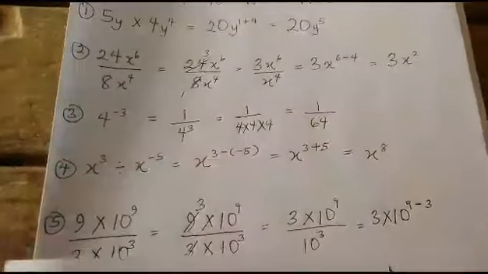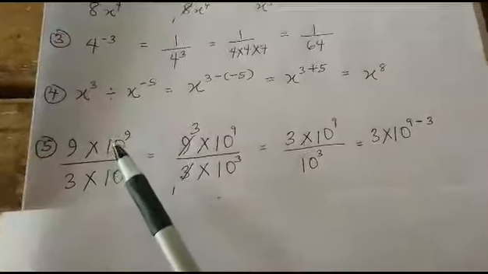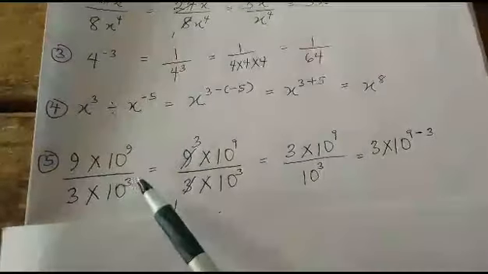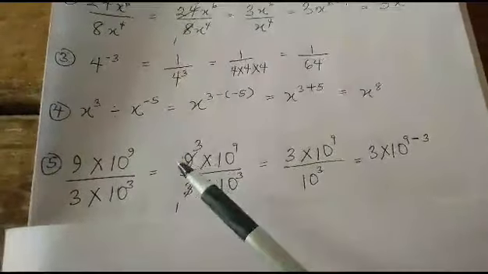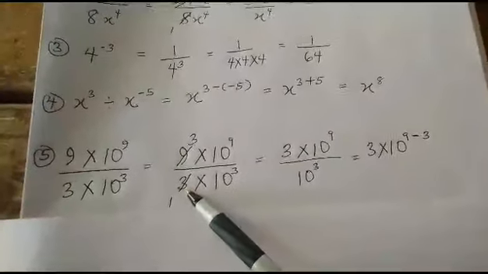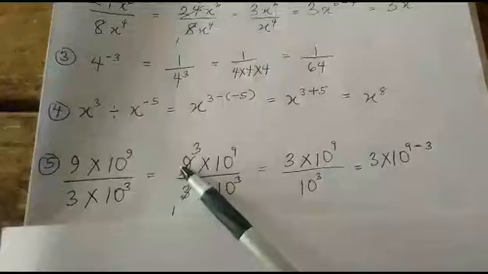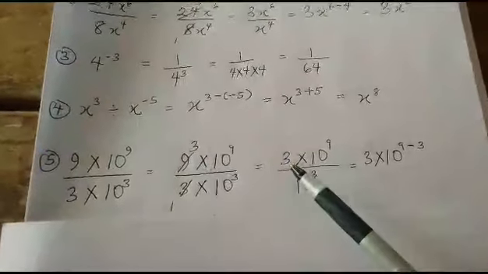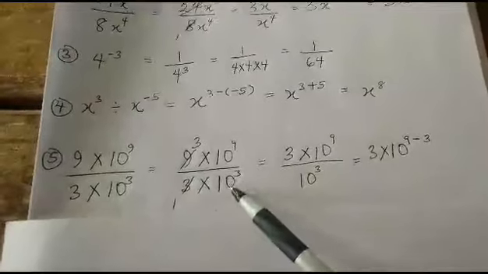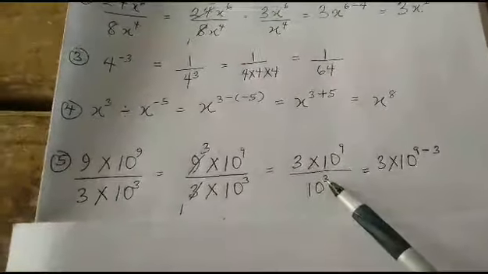Now, from there, let's go to number 5. Number 5 is 9 times 10 raised to power 9 divided by 3 times 10 raised to power 3. Now you realize our 9 and 3 are constant numbers, so you can easily divide them. 3 here is 1, and 3 in 9 is 3. So we can write it again as 3 times 10 raised to power 9, over 1 times 10 raised to power 3, which is still the same thing as 10 raised to power of 3.